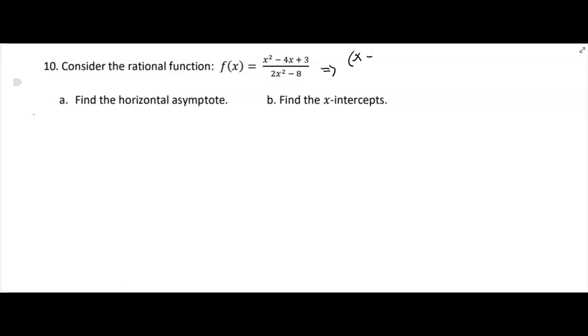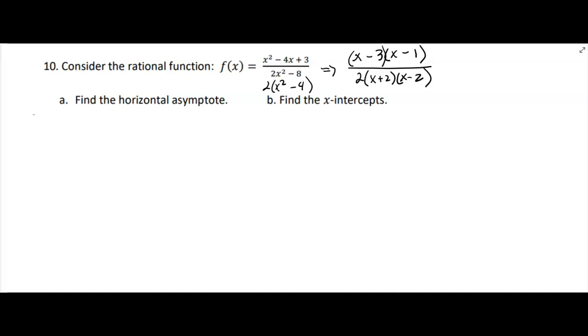The numerator factors into x minus 3 and x minus 1. So you think about the factoring. And then down in the denominator, you can factor out a 2, and you're going to have 2 times x squared minus 4, but then that's the difference of squares. So x plus 2 and x minus 2. So that's how it factors.